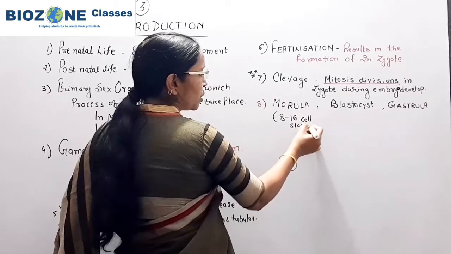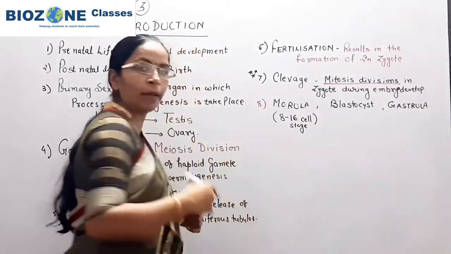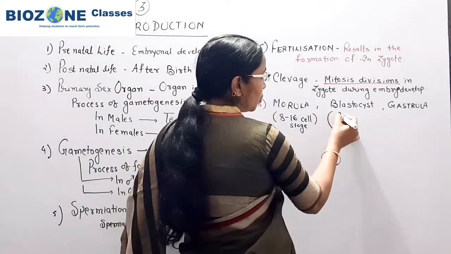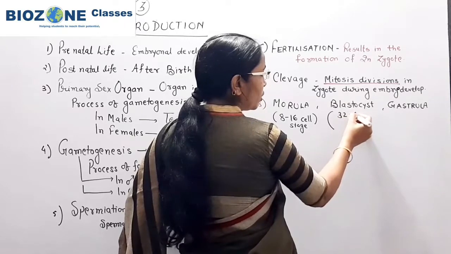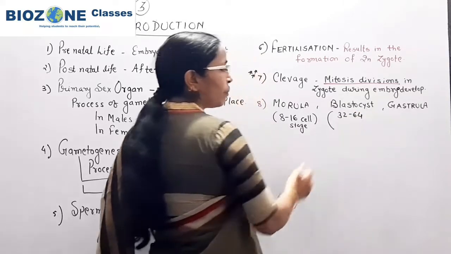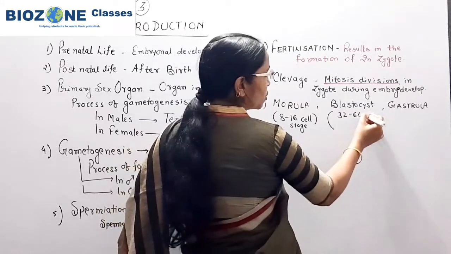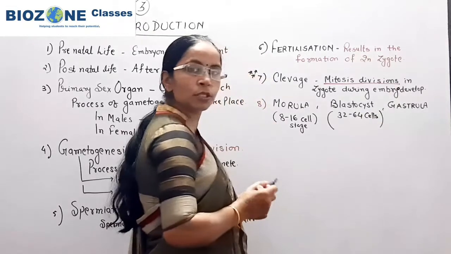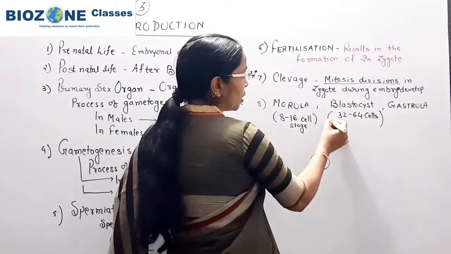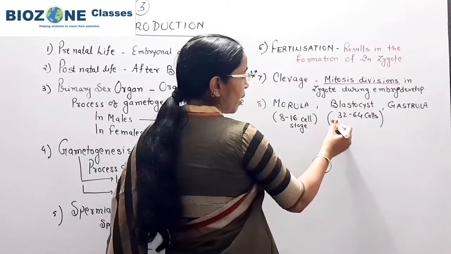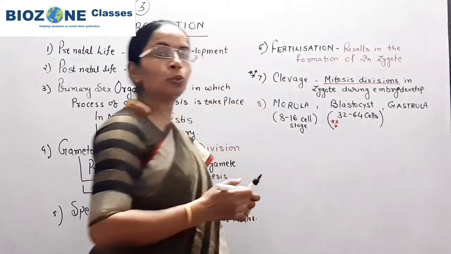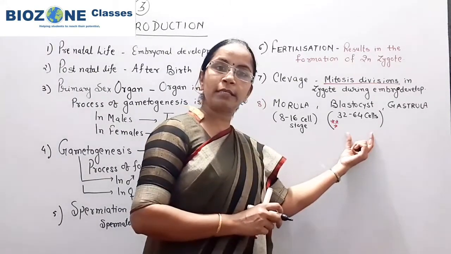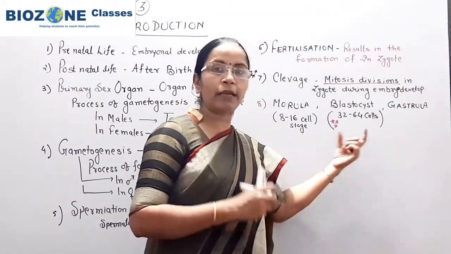So the 8 to 16 cell stage of an embryo is called morula. Blastocyst, you remember, is the stage showing the presence of 32 to 64 cells. And secondly, blastocyst is characterized by... Some students may be confused now, but when we study all these things, everything becomes automatically clear.